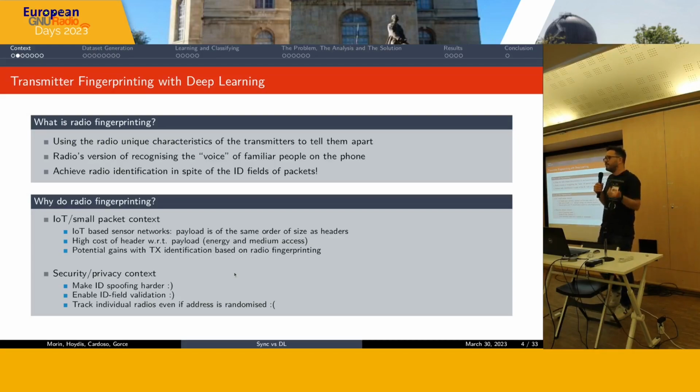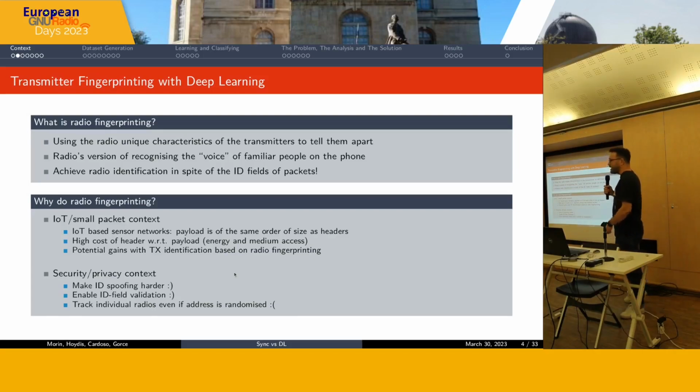So why do we want to do that? There are several interesting things that we get when we do this kind of fingerprinting. In our case, we were studying the IoT small packet case, where usually when you have a sensor which is trying to transmit, for example, just the temperature, the size of the packet is usually smaller than the size of the ID fields, right? So you're just wasting resources by transmitting that information if you can get it for free onto the signal itself. So that becomes something which is very interesting in terms of spectral efficiency.